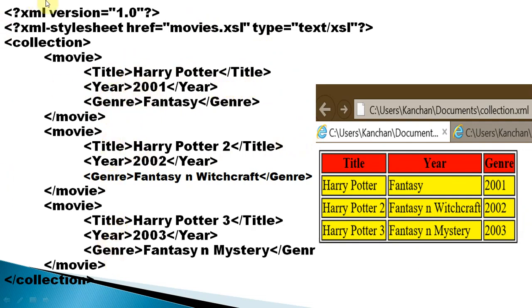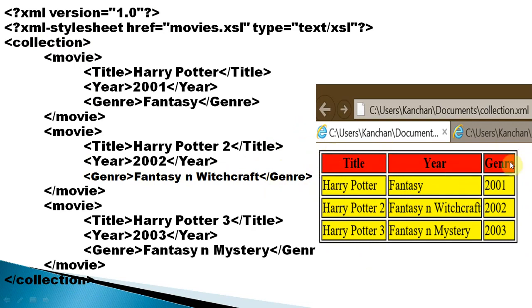So this is the XML program. When we execute this program, we need one style sheet. This is the XML style sheet. Actually this is the XML file, but for the formatting, the first line's background color is red, and the second, third, and fourth lines' background color is yellow. Each row has a border. So this is the formatting.